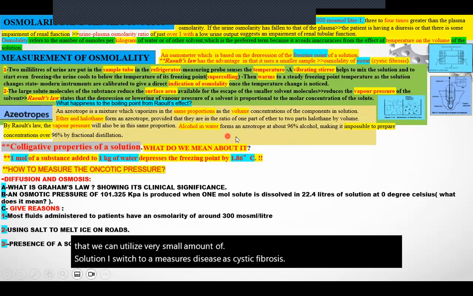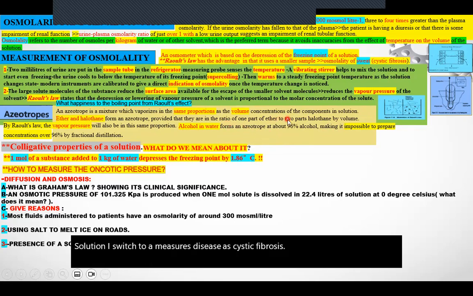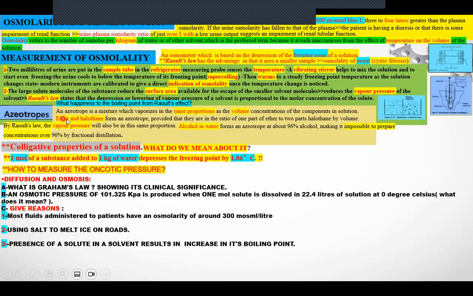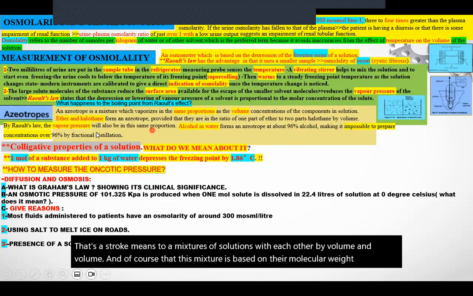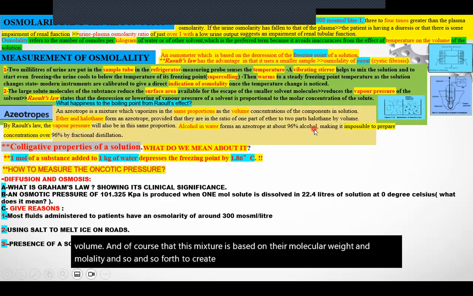An azeotrope means a mixture of two solutions with each other by volume, and this mixture is based on their molecular weight and molality and so forth, to create a vapor pressure of both of them at a certain volume. So this is a combination of ether and halothane, and the other one is alcohol and water. Of course, with alcohol, we can never increase the concentration beyond 96%, because water ought to always be 4%.